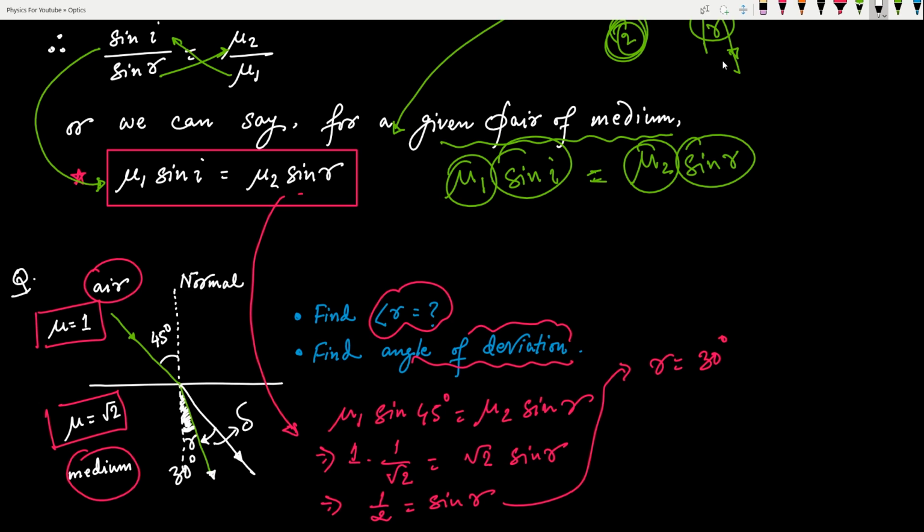Now very easy, the angle of deviation here is 45 degrees, the original path that was making an angle of 45 degrees with the normal, but due to refraction it has bent and now it is making an angle of 30 degrees with the normal. Therefore the angle of deviation is 45 minus 30, so it's 15 degrees. So we can say that it has bent 15 degrees from its original path. Therefore the angle of deviation here is 15 degrees. I hope the concept is clear. Now let's move on to our next concept.